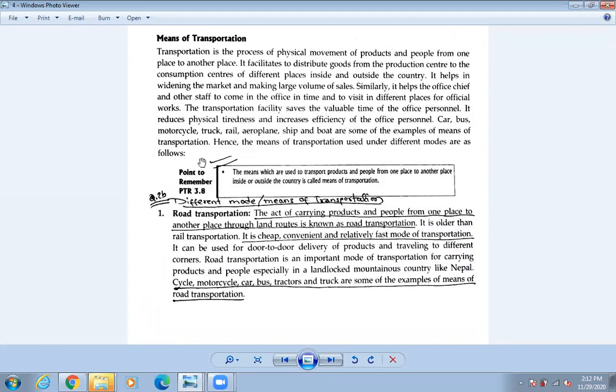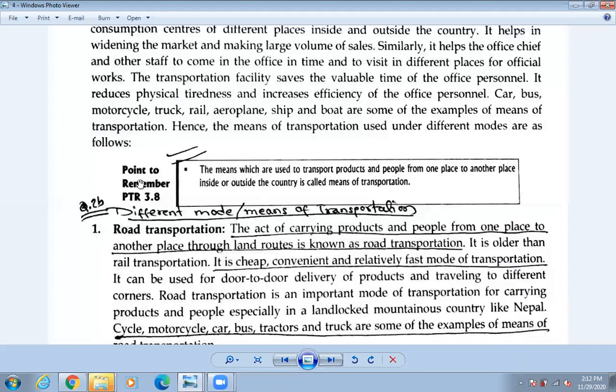Transportation in China raicha. So the means which are used to transport the product and the people from one place to another place, inside and outside the country, is called the means of transportation. Okay, so whatever the things are there, like trucks, roadways, road border transport, railways, rope border transport, cable car border transport, ropeways. So pani border jane lai, waterways. So these are called, right? So tinar sabai hamlai chahincha, okay?